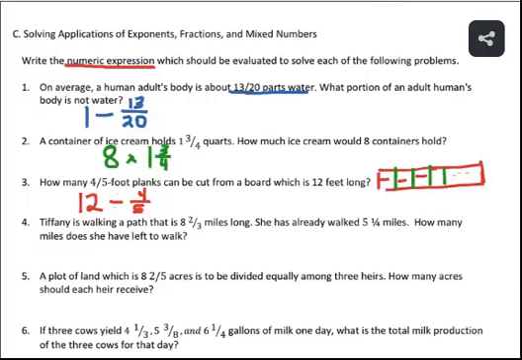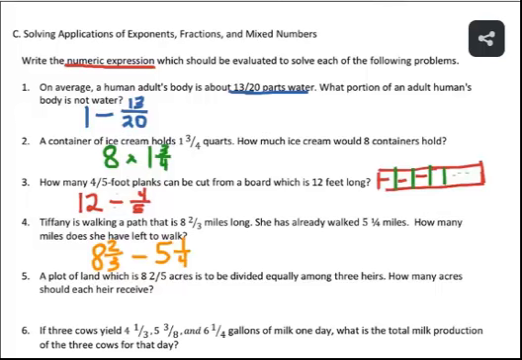Number 4, Tiffany is walking a path that's 8 2/3 miles long. She has already walked 5 1/4 miles. So how many miles does she have left to walk? Okay, so we've got the total, 8 2/3 is her total journey, and she's already completed 5 1/4 miles, so how much is left? You thinking of the operation? Take the total and subtract what's already been accomplished, right? That's done. And that will give us the remainder, how much she has left.